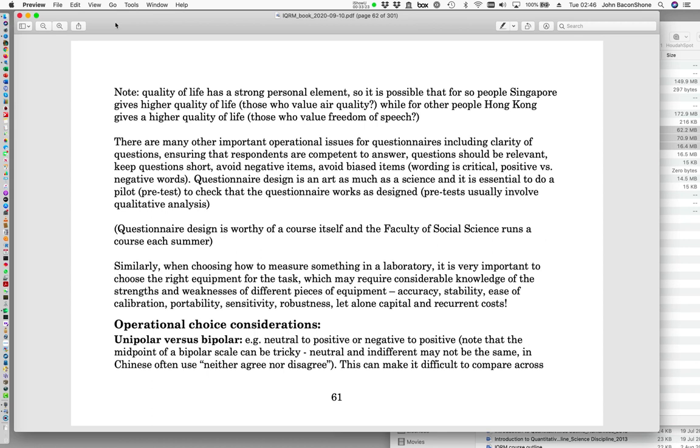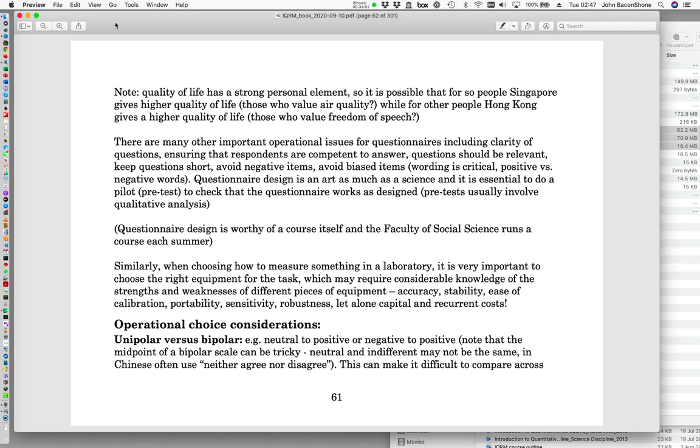So that might involve some qualitative analysis. It might involve checking the reliability and validity of that questionnaire. Even if there's a pre-existing questionnaire but in a different language, we may need to check that it still works well after translation. There might be language problems or there might be cultural issues which might mean that the questionnaire doesn't work as well in one place as it does in another. So questionnaire design is worthy of a course in itself, and my faculty, the Faculty of Social Science, runs a course every summer on questionnaire design.